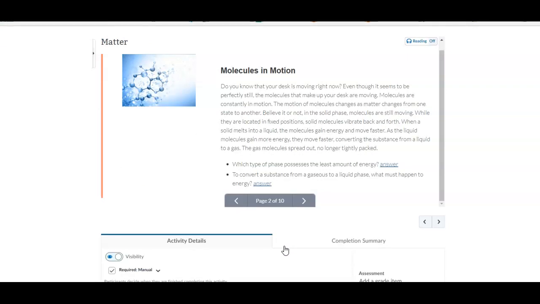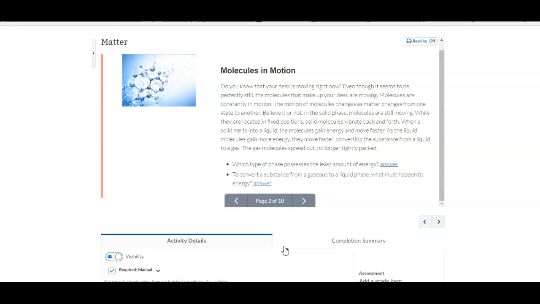Molecules in motion. So this is going to answer question number 3 of the guiding question. Do you know that your desk is moving right now? Even though it seems to be perfectly still, the molecules that make up your desk are moving. Molecules are constantly in motion. The motion of molecules changes as matter changes from one state to another. So believe it or not, the solid phase molecules are still moving while they're located in fixed positions.